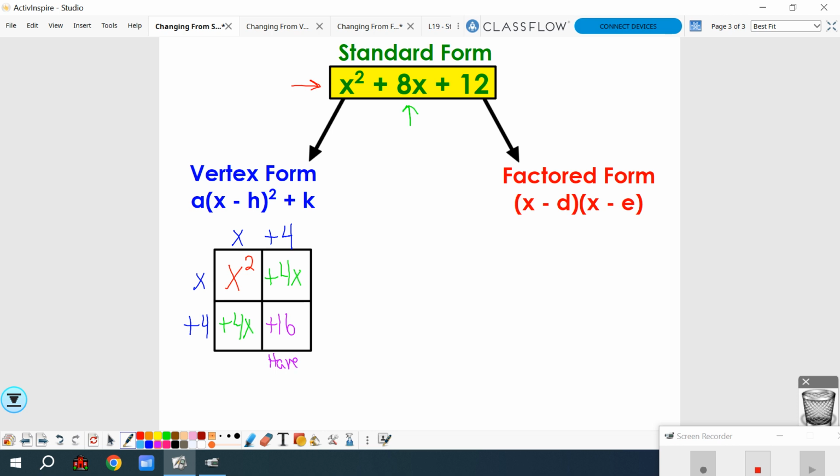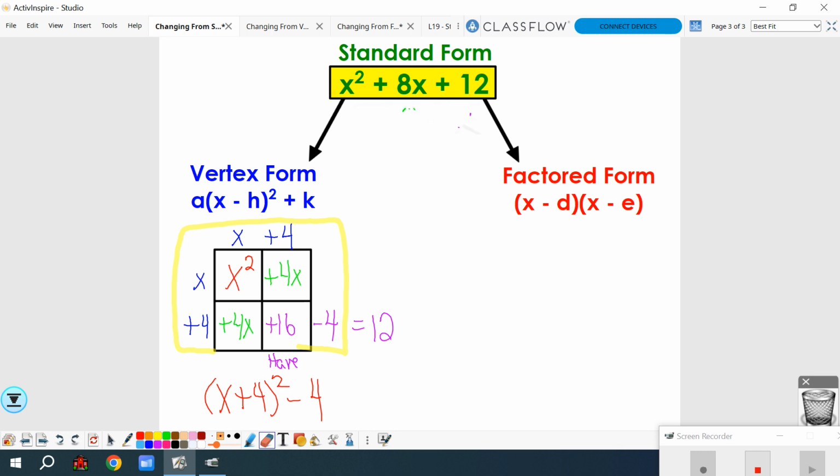But if we look back at our standard form, what I want to have is 12. So in order to go from 16 to 12, what I need to do is I need to take away 4. Now, what that does is that sets up our vertex form. Our vertex form is going to be all this stuff that I have around the outside of my box. It's going to be my x plus 4 squared. That makes the perfect square. But in order to get the 12 that I want, I need to remember to take away the 4 on the side. So that's how we go from standard form to vertex form.